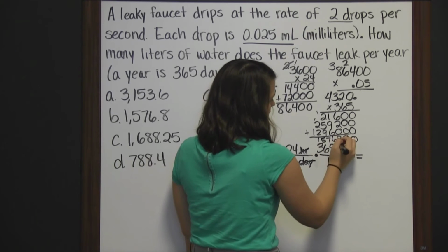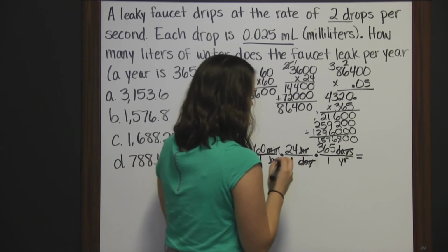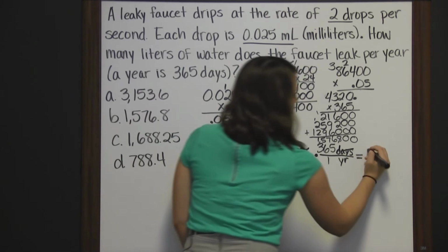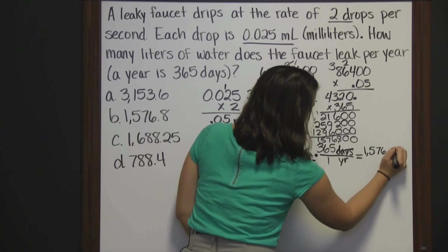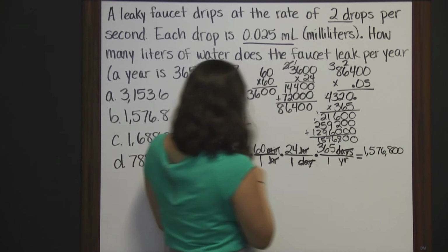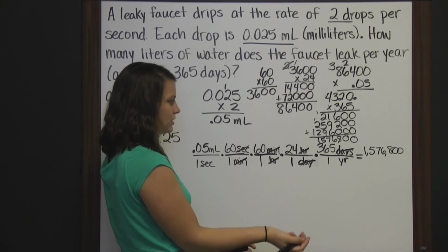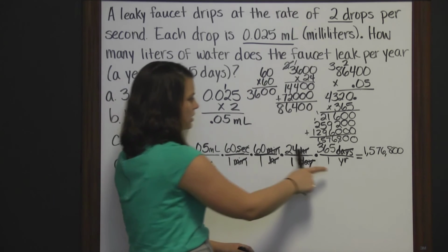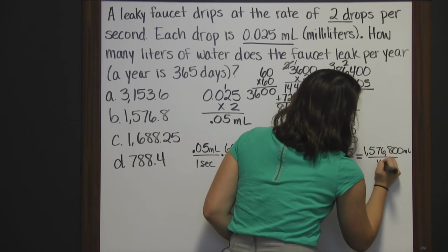So we have 1, 2, 3, comma, 1, 2, 3, comma. So that is 1,576,800 milliliters per year. Notice all of our other units are canceled out except for milliliters per year. So that's milliliters per year.